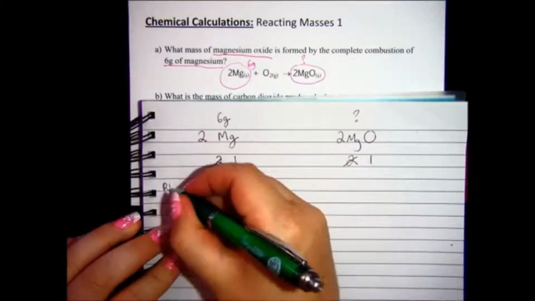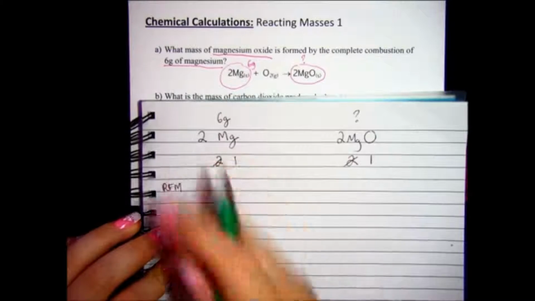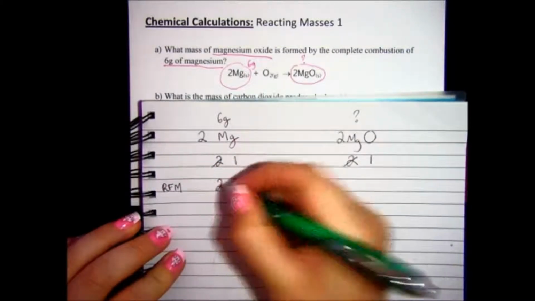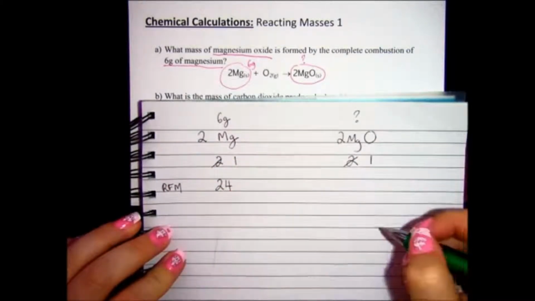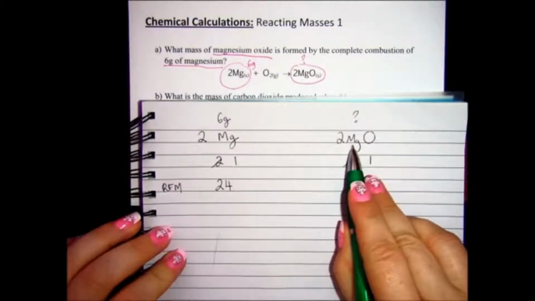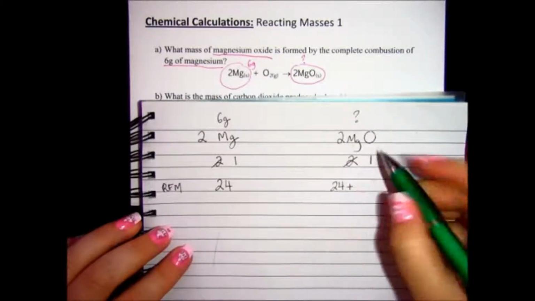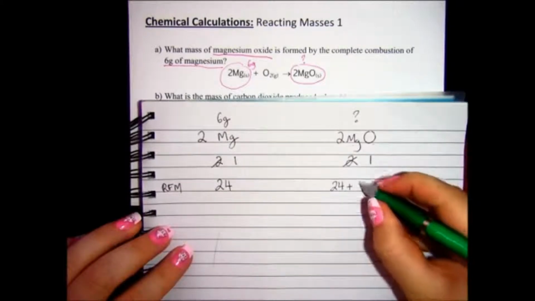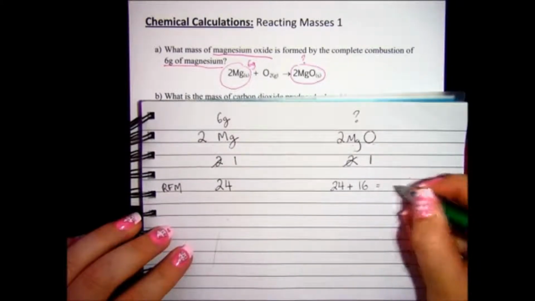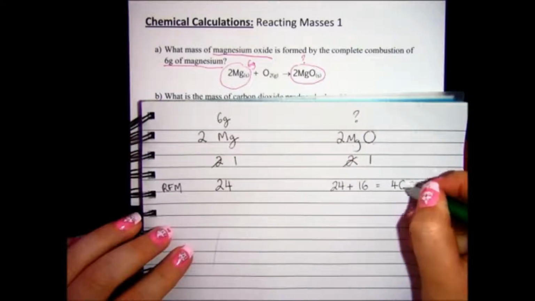Relative formula mass. Relative formula mass of magnesium is 24. Relative formula mass of magnesium oxide is going to be 24 plus the relative formula mass of the oxygen, which is 16, to give you a total of 40.